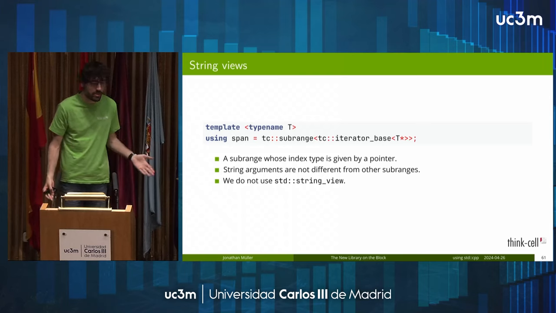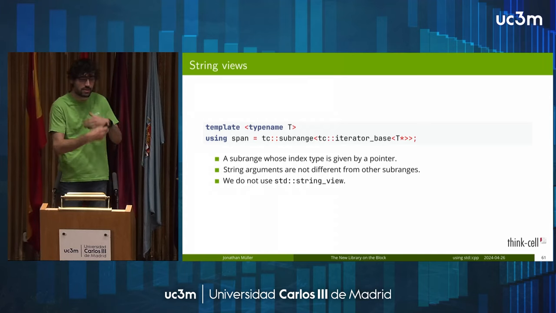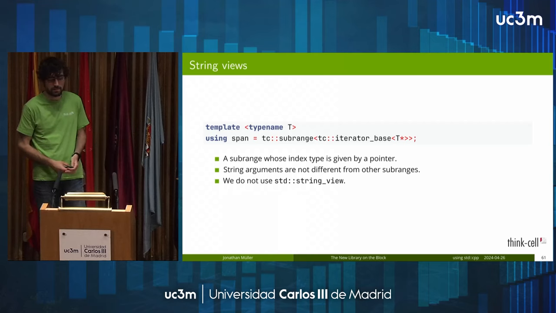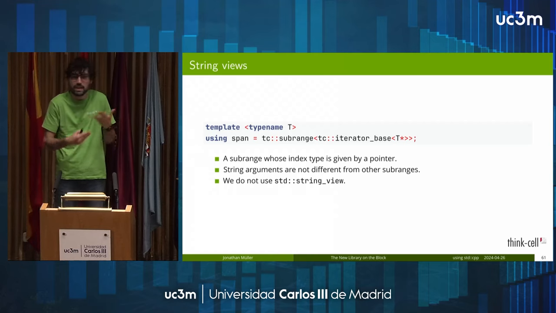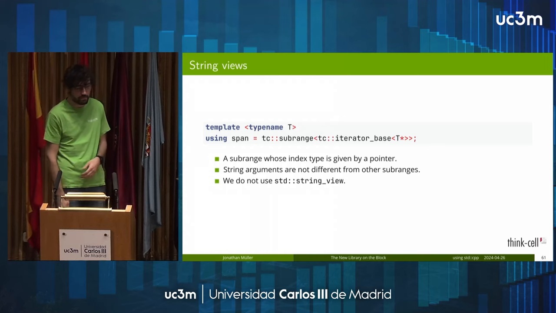And similarly, string views is just our span, right? We don't use a special type of string view, we just use the same span that we use for everything else. String arguments aren't really different from any other subranges of any other range. Strings aren't special, they're just ranges.